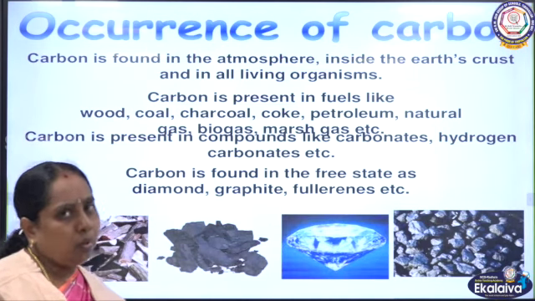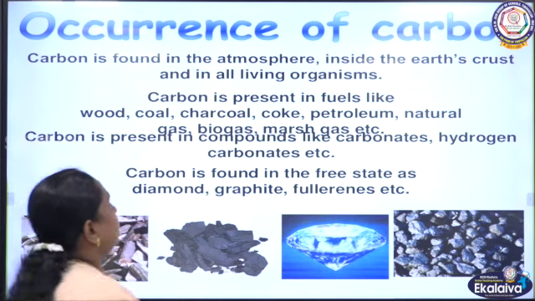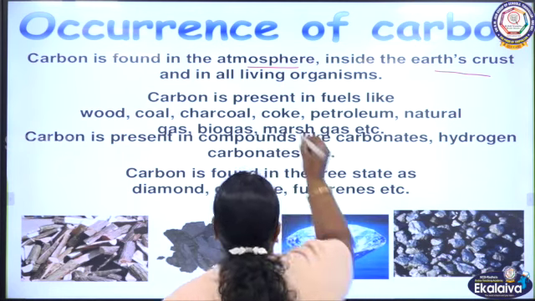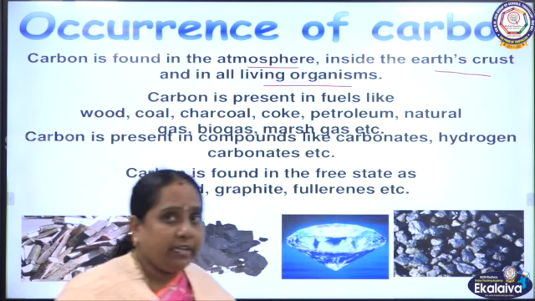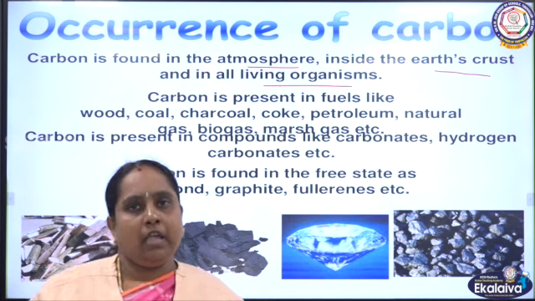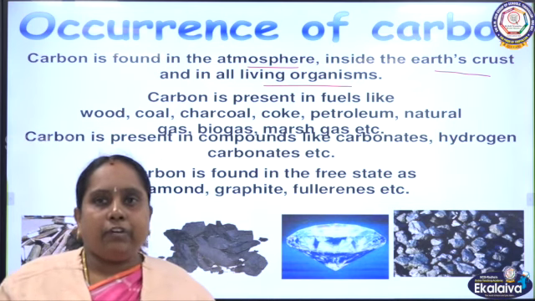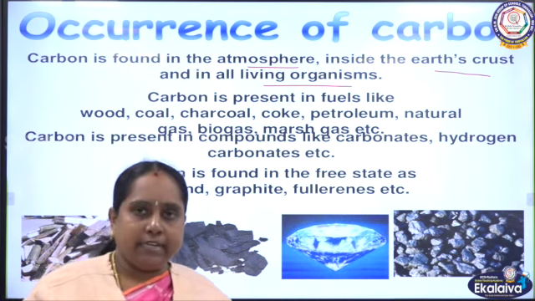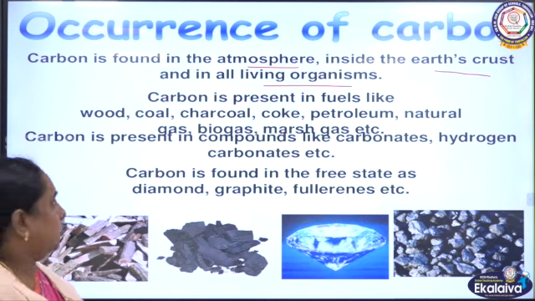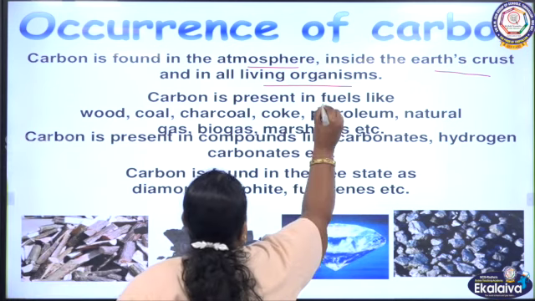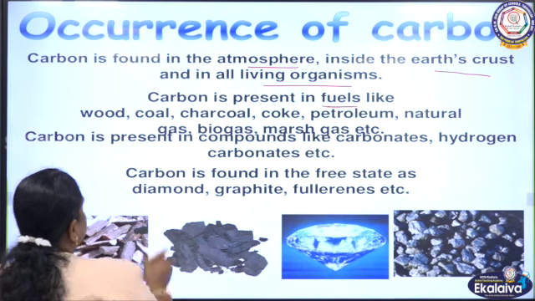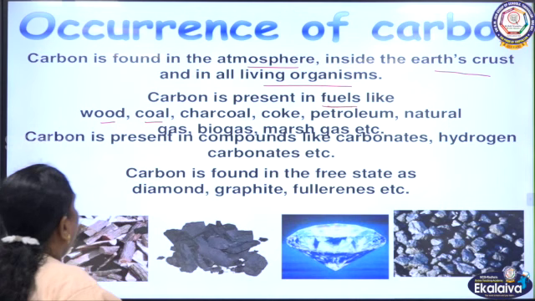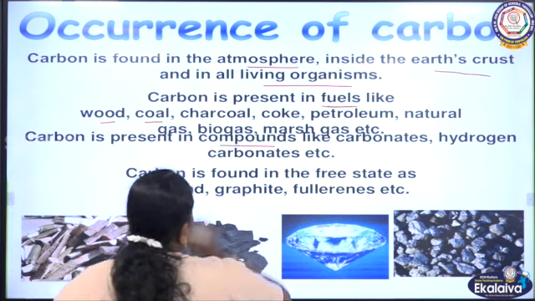Occurrence, where it occurs. Carbon is found in the atmosphere as well as in the earth's crust, and in all living organisms. Our body itself is made up of carbon, because we consume food and that food gives us nutrients and those nutrients build up our cells. So our body itself is made up of carbon and its compounds. And in the earth's crust it is present in the form of fuels, in the sense wood, coal, charcoal, petroleum, fossil fuels, all that. And it is present in the earth's crust as compounds also.